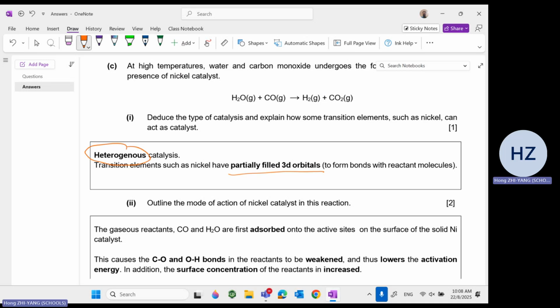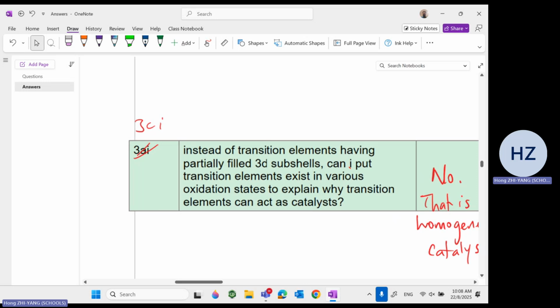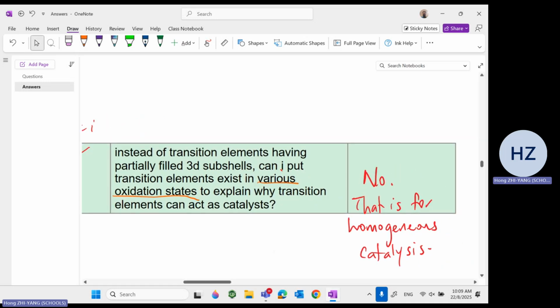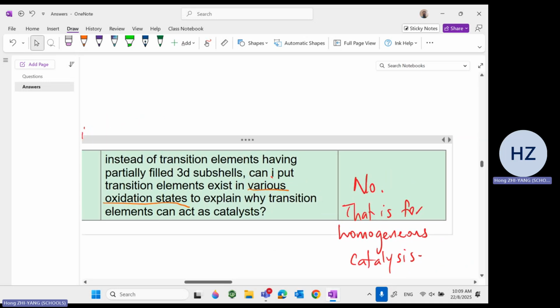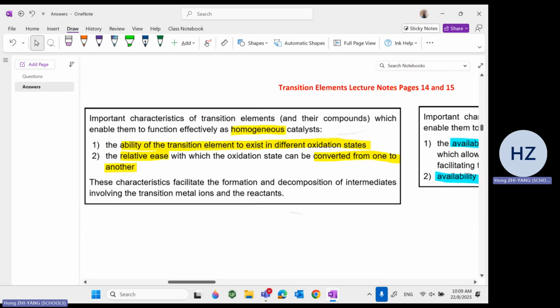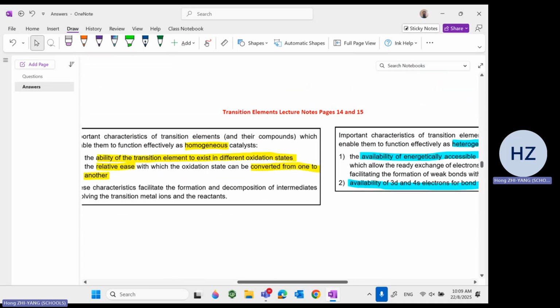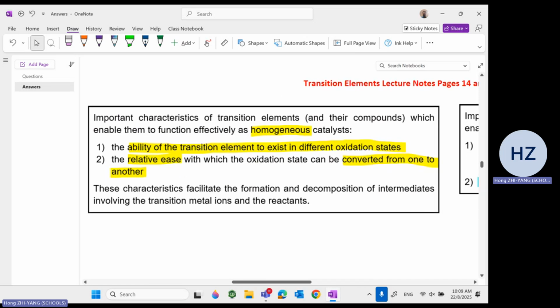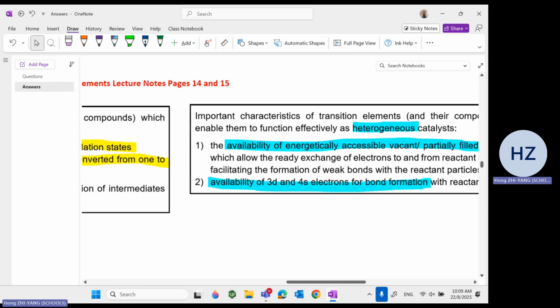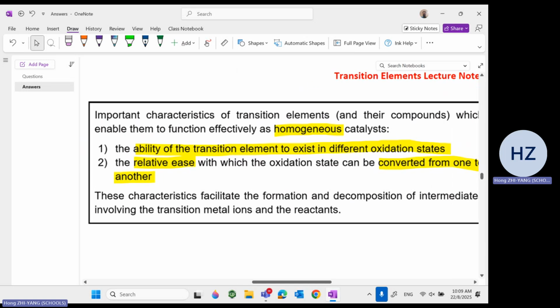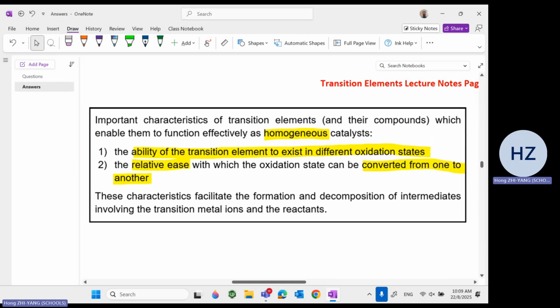The query was, instead of talking about that, can I use variable oxidation states? And my response is no. That is for homogeneous catalysis. Now, when I was lecturing transition elements to the whole group of all of you, I mentioned this in my lecture. There are actually two boxes between page 14 and 15. One box is about homogeneous catalyst, and the other box is for heterogeneous. Okay, let's go one by one. The homogeneous catalyst has characteristics different from the heterogeneous one.